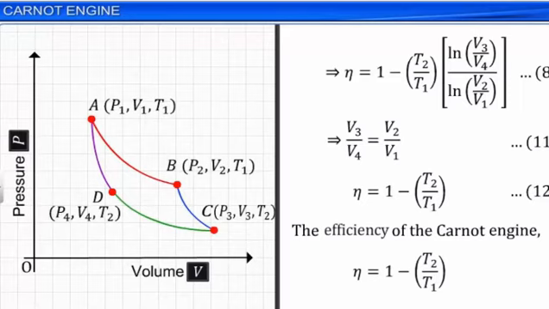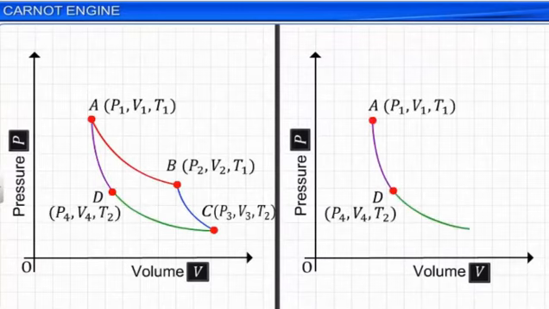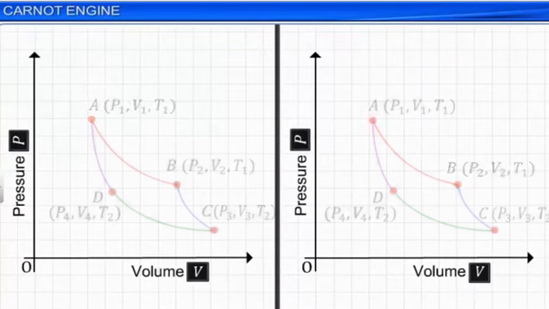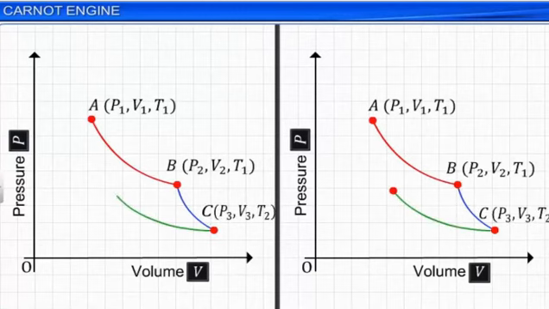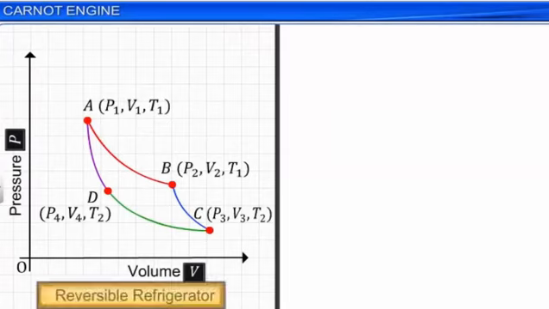If each step of the Carnot cycle is reversed, we get a reversible refrigerator that receives QCD heat from a cold reservoir at a temperature of T2, and after work W is done on the system, it releases heat of QAB to the hot reservoir at a temperature T1.